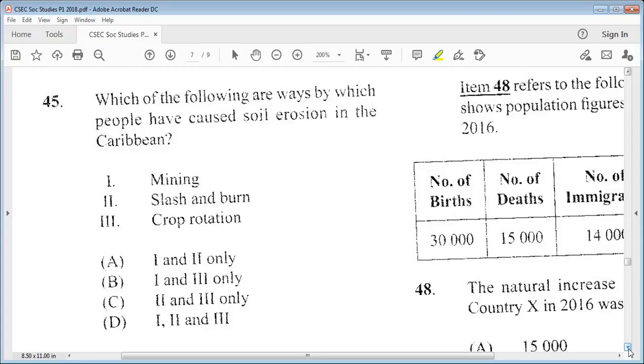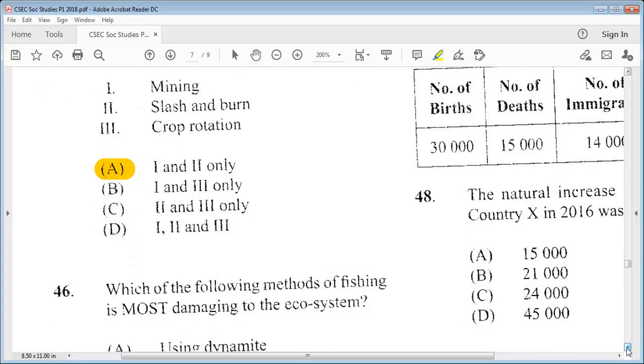Well, we know mining, absolutely, is a cause of soil erosion. What about slash and burn? Yes, that has affected the soil. Crop rotation, no. Crop rotation doesn't contribute or have anything at all to do with soil erosion. So our answer would be 1 and 2 only. So our answer would be A. So let's go on to question number 46.